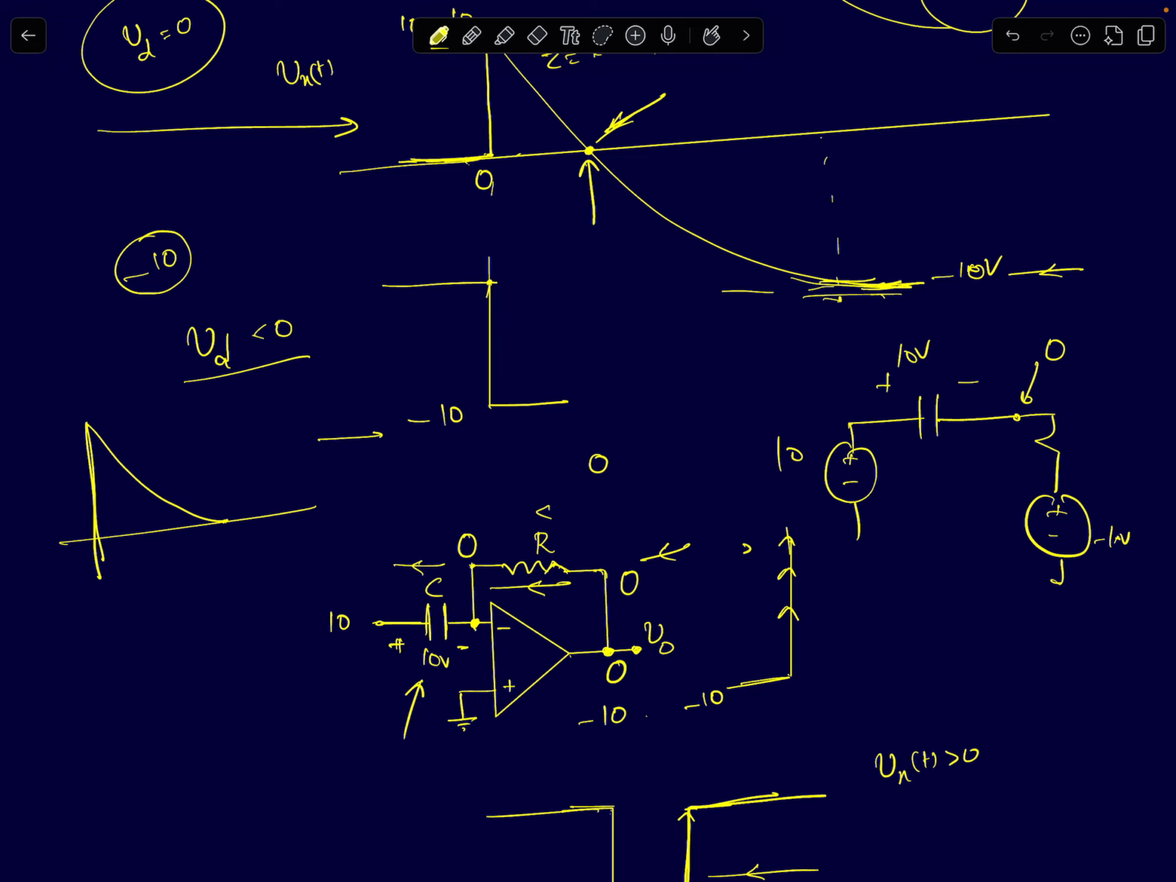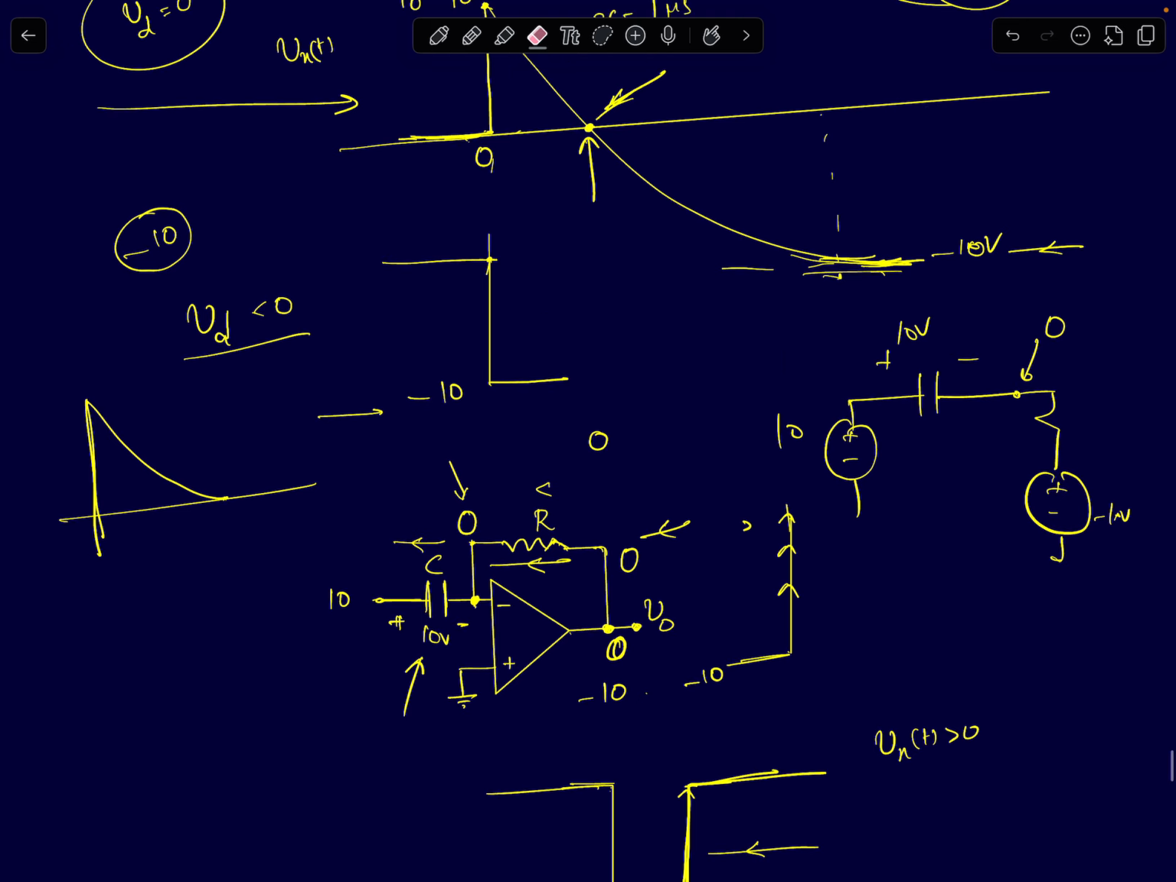So now the circuit has reached a perfect steady state operating point. Output comes to 0, the inverting terminal is at 0, and the current in the circuit is 0, and none of the states, when I say states, I'm referring to currents and voltages, in the circuit will change anymore, which means the circuit has reached a steady state point.